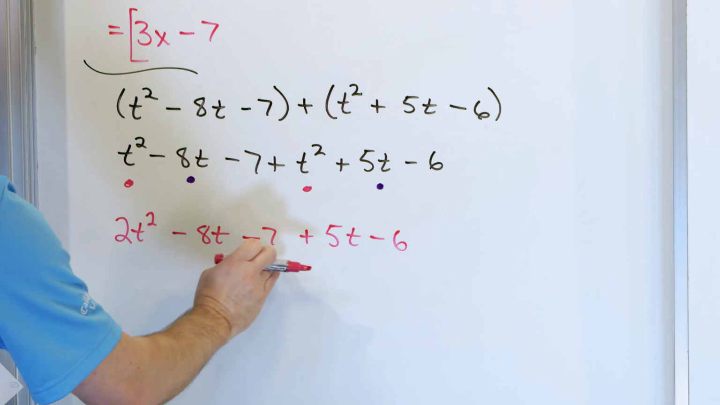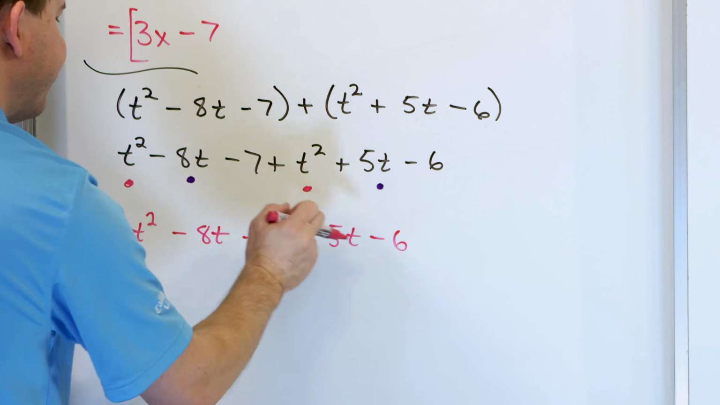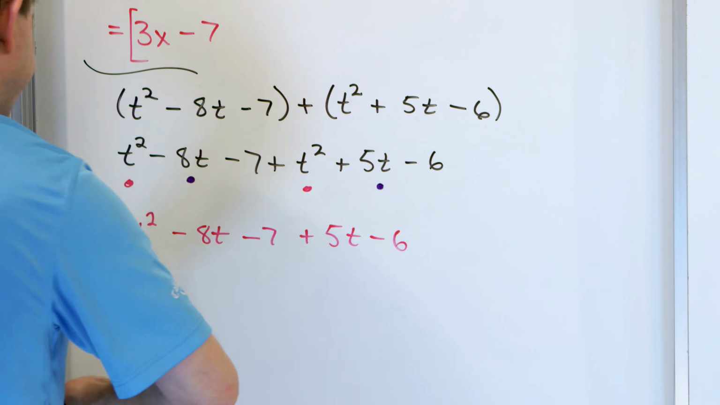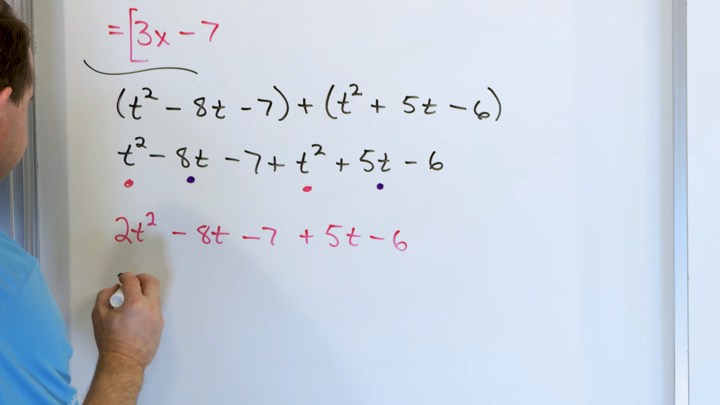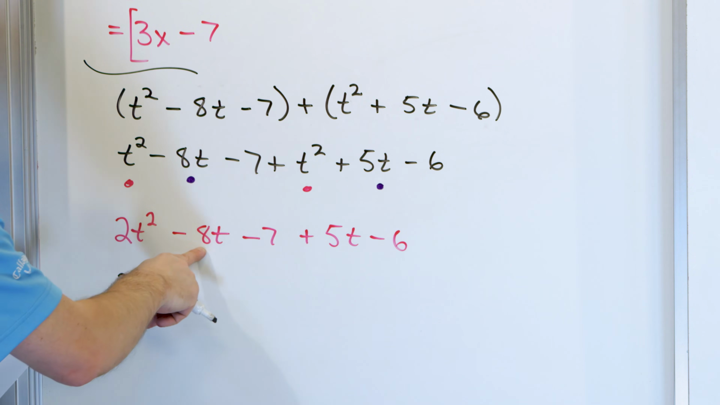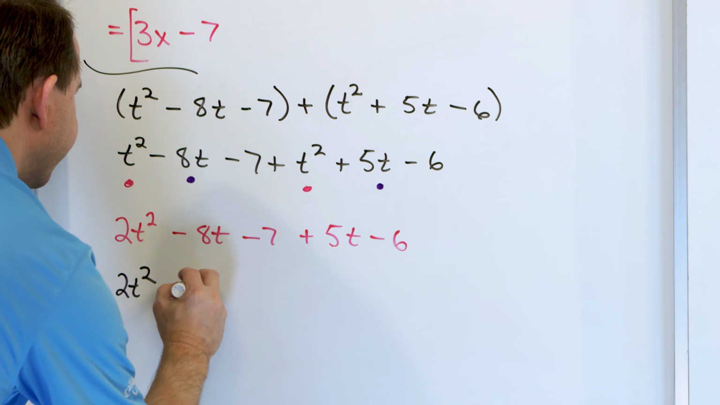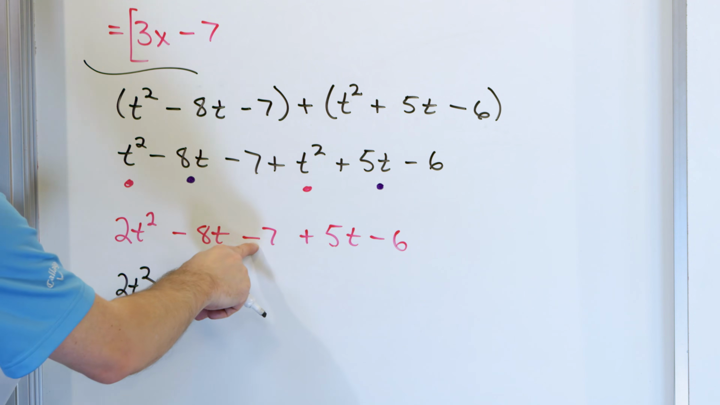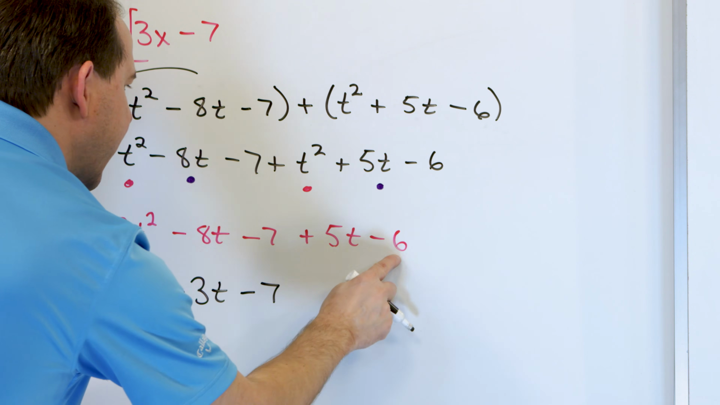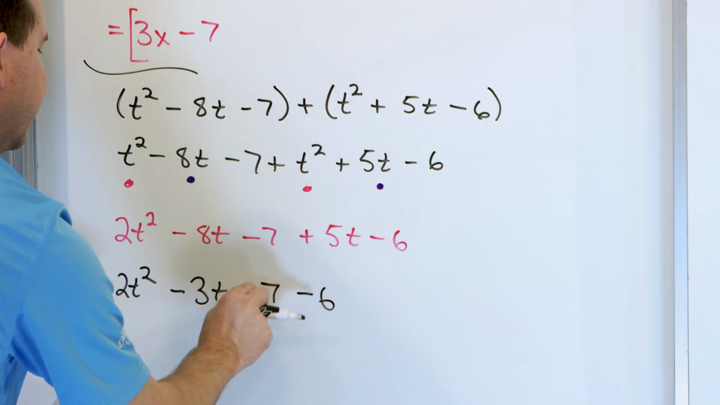But now I look and say I have the negative 8t and I have the 5t. So what I'll do for that one is I'll say I have the 2t squared. That doesn't change. What is negative 8 plus positive 5? Negative 8 plus positive 5 is negative 3. Negative 3 times t. But I still have these numbers, and let me just carry them on for now. Minus 6. Negative 7 here, negative 6.